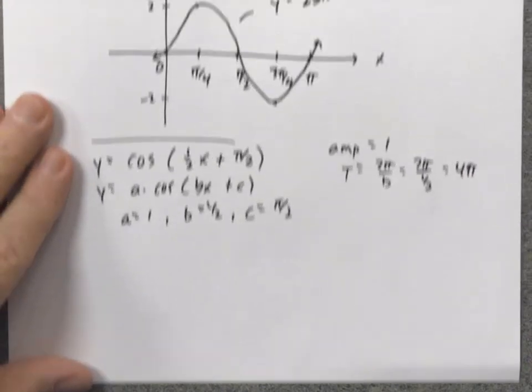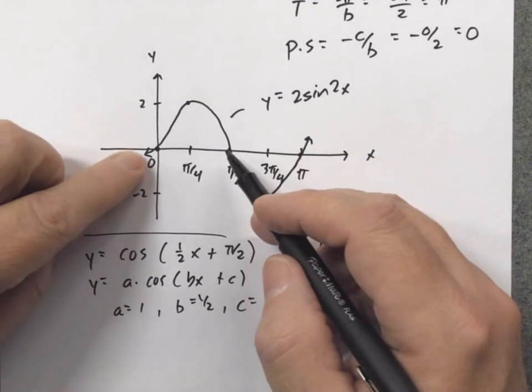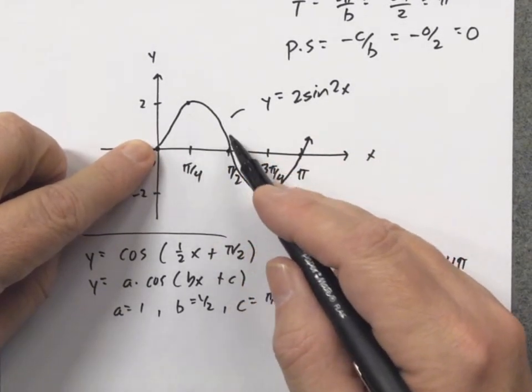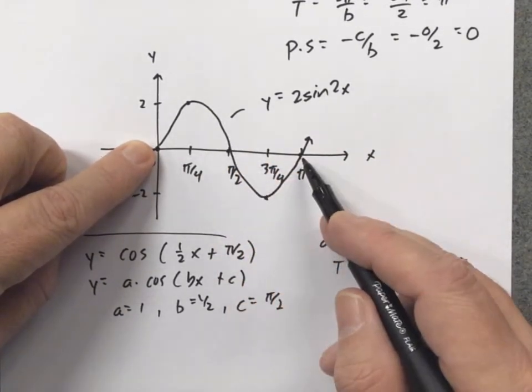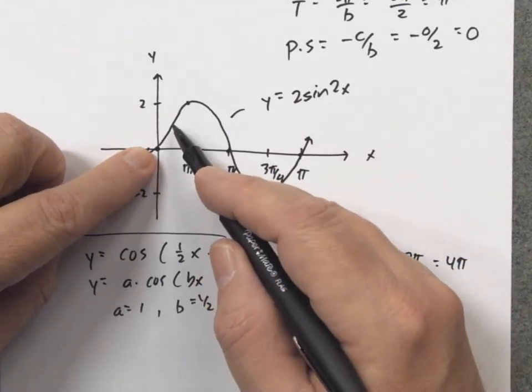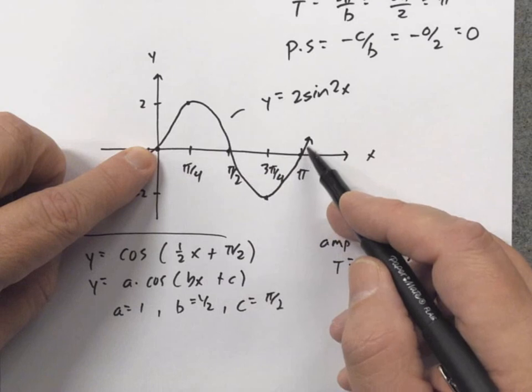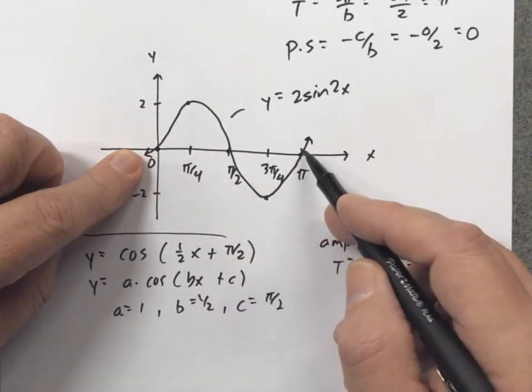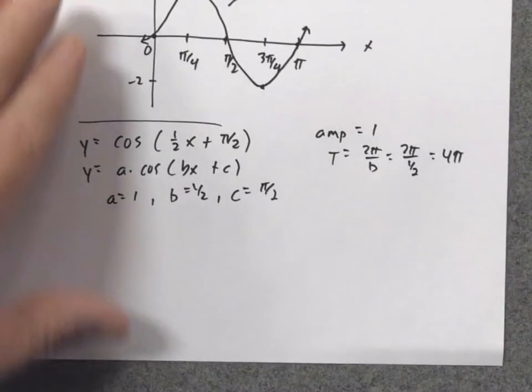Once again, I don't know if I said it, but the period is how far you have to go until it starts to repeat, right? So here it's at 0 and it's going up. Here it's at 0 going up. That's why the period for this one is pi. So that's what period means.